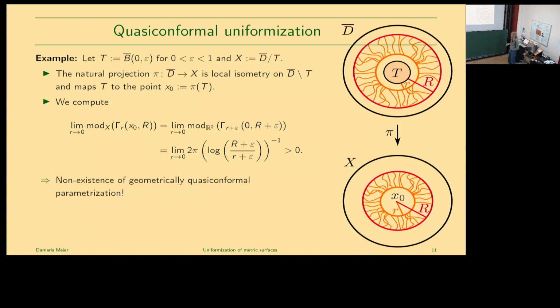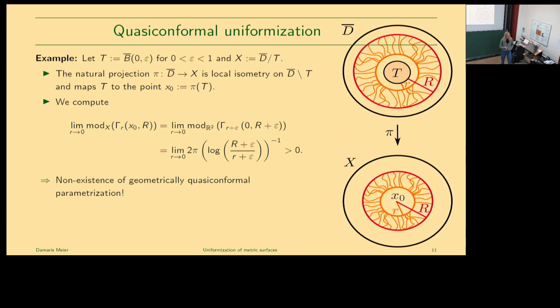So we can conclude that this metric surface, which is actually quite a natural construction, a collapsed set, does not fall into this class of reciprocal surfaces and does not admit a quasiconformal parametrization. Okay, do you have questions so far?